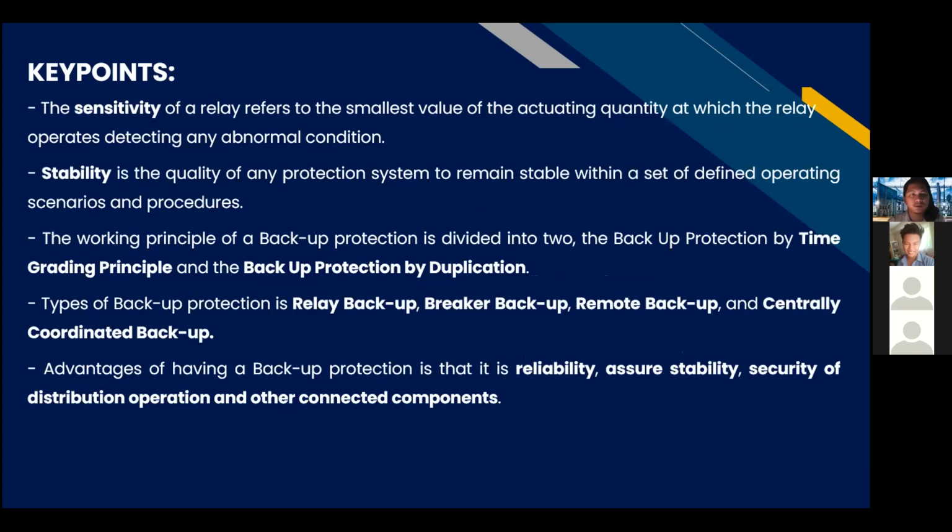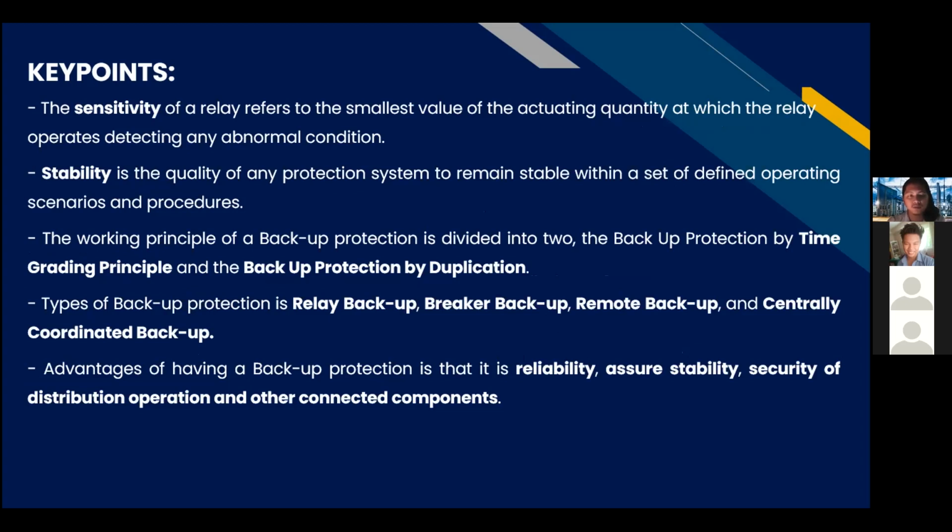Minimum operating time to clear a fault in order to avoid damage to equipment is called speed. Selectivity aims at maintaining the continuity of supply system by disconnecting the minimum section of the network necessary to isolate the fault. The sensitivity of a relay refers to the smallest value of the actuating quantity at which the relay operates, detecting any abnormal condition. Stability is the quality of any protection system to remain stable within a set of defined operating scenarios and procedures.